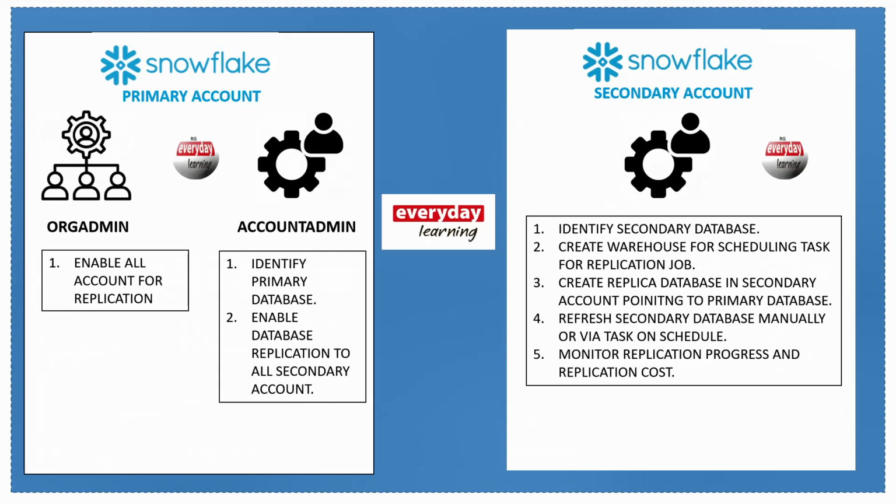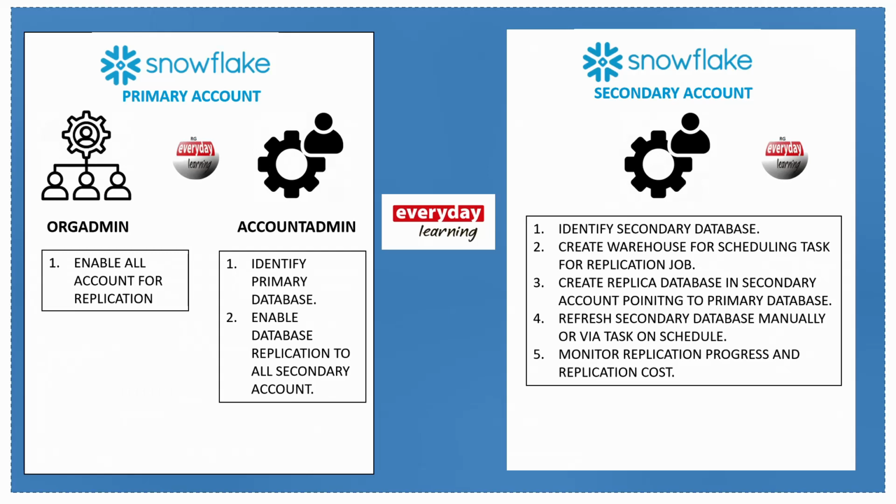For that we need the account enabled for replication, and for that we need the org admin role, because you can only enable the account for replication using the org admin role. And then we need the account admin role to identify the primary database, basically which database you want to replicate. Then you have to enable the replication for said database to the secondary account. Those are the steps which we are going to cover on the primary account.